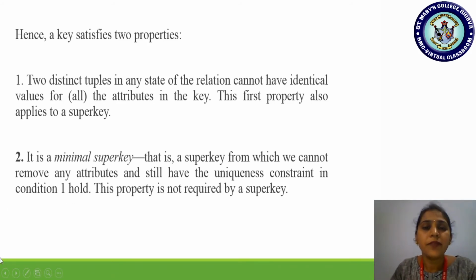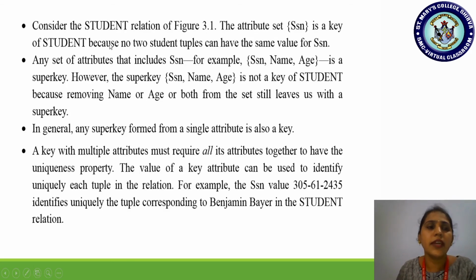So for example, just now I told you in the subset of attributes, if we remove any of the attributes, then that set of attributes doesn't remain a super key. Are you all understanding? So in any super key where we cannot remove any of the attributes and still have the uniqueness feature, that is what we mean by a minimal super key. Okay, so let us discuss more about this particular example.